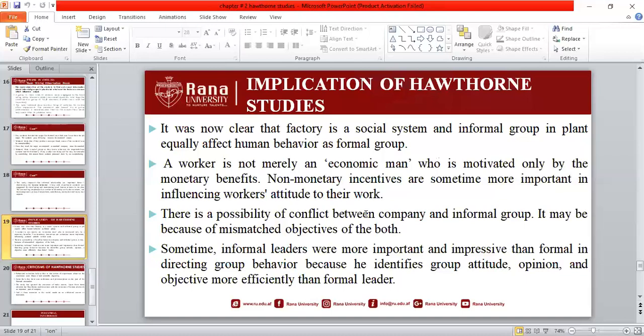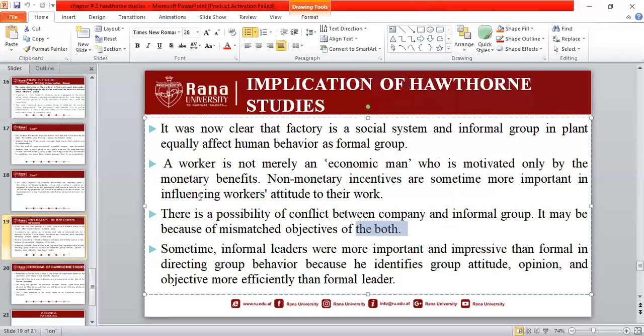We have to respect them. We have to give them incentives. A reward should be given to them, so that it will affect their attitudes. Look, there is the possibility of conflict between the company and the informal group. It may be because of a mismatch of objectives on both sides. Look at this one.